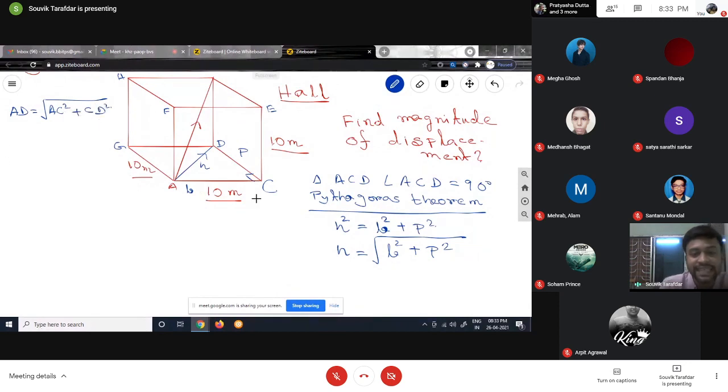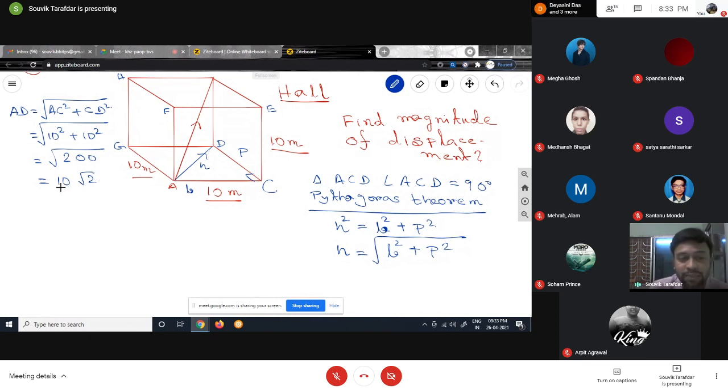Now see one thing, AC is also 10 meter. CD is also 10 meter, all the sides are 10 meter over here. So AD will be how much? Root over 10 square plus 10 square. How much is coming? 10 square is 100, and 10 square is also 100. So root over 200. It means 2 into 100, so 10 root 2. Not 2 root 10, 10 root 2. Why? Because 200 is 2 into 100.